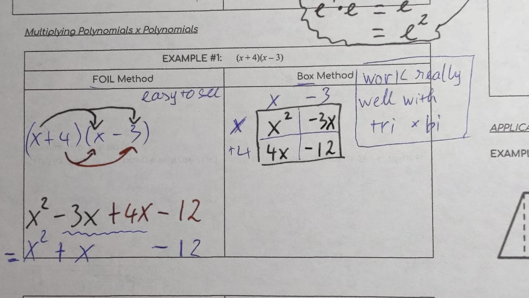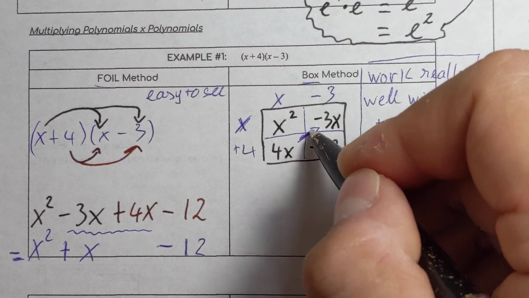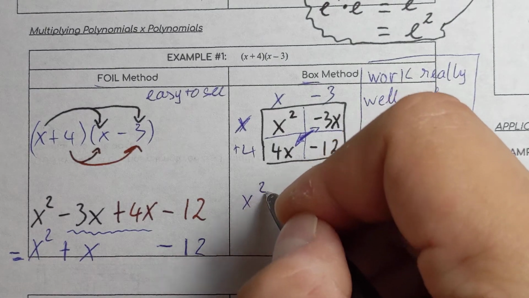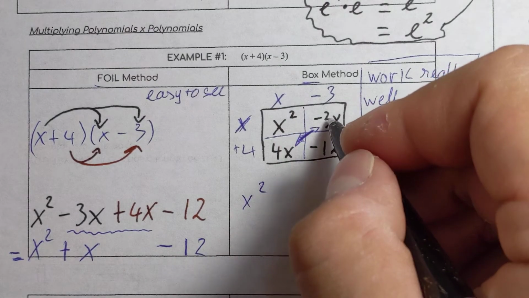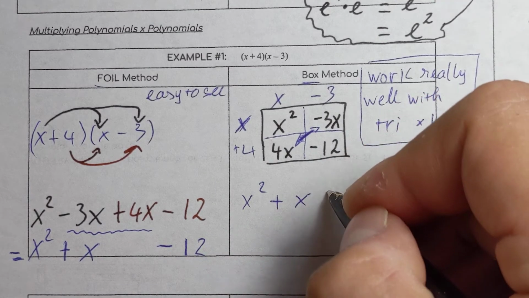Once you got this, for the box, most of the time the diagonal, you can combine like terms of those, most of the time. So in this case here, x squared, negative 3 plus 4 should be just plus x, and negative 12.